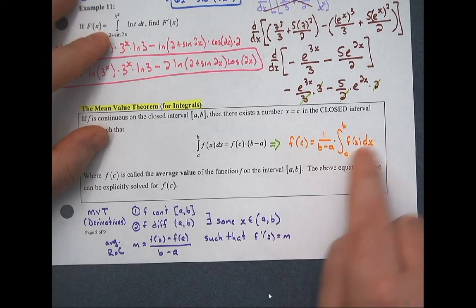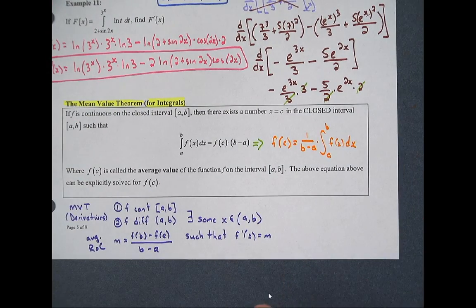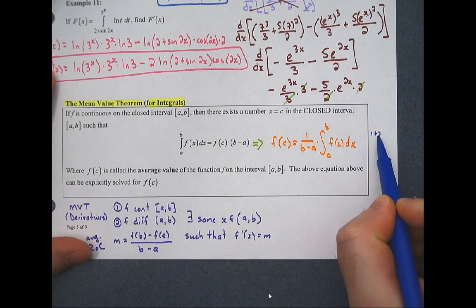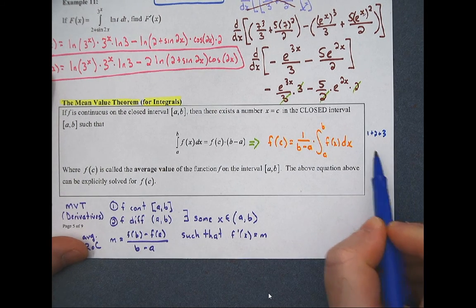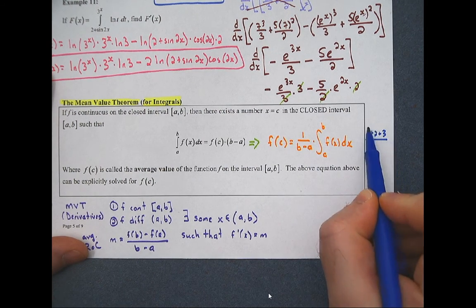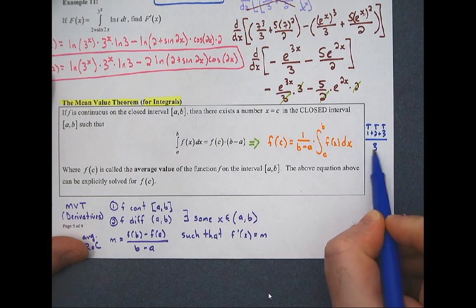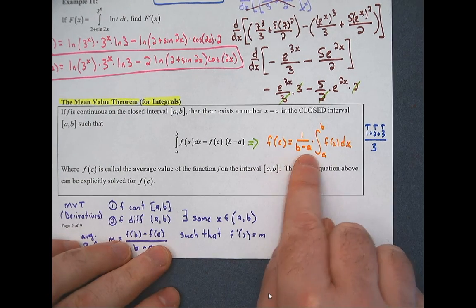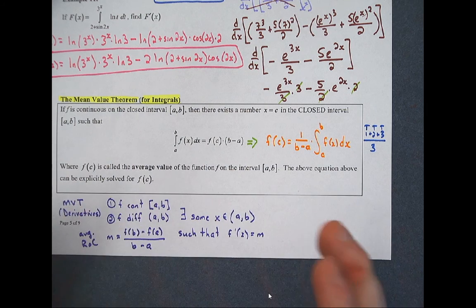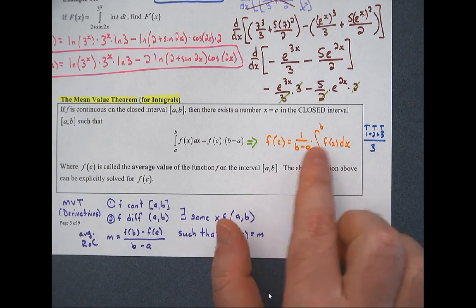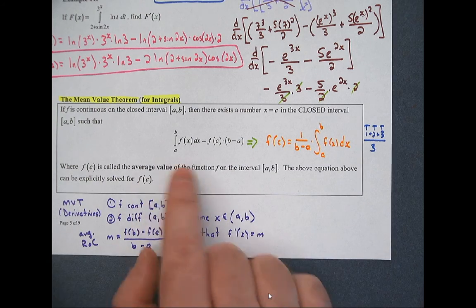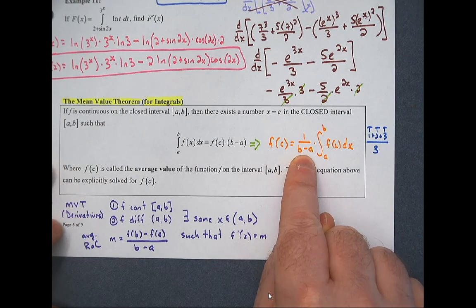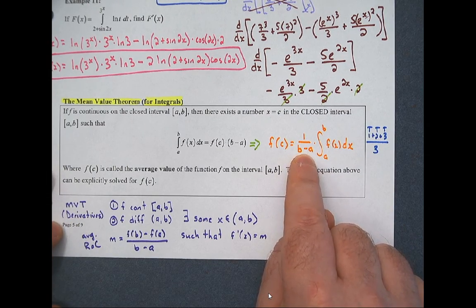To me, this makes a lot of sense because it looks just like if I said you've taken 3 tests, figure out your average. What would you do? You'd add up test 1 plus test 2 plus test 3, and then you divide by the total number of tests, which is 3. So b minus a represents how far those things are apart. That's what helps me when I think of the average value. I'm adding up all of my function values, and I'm dividing by how many possible function values there could be. That's the length of the interval.